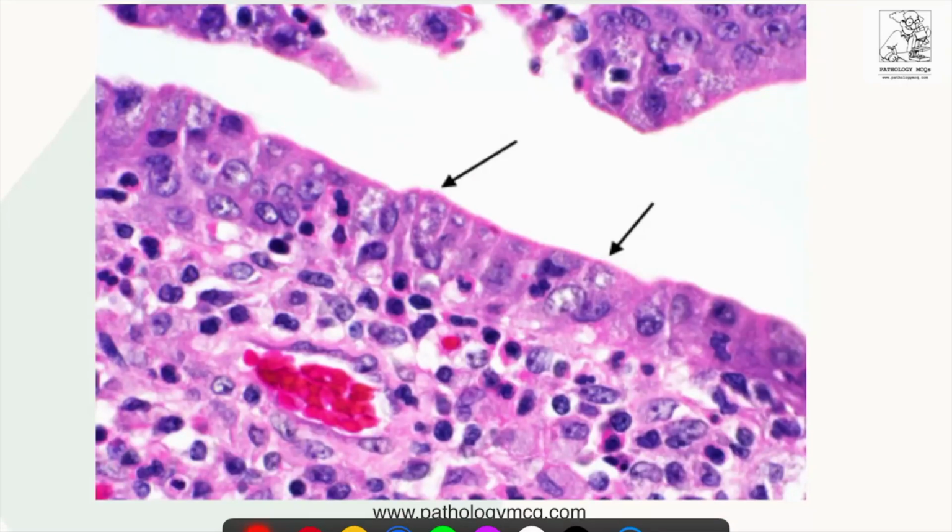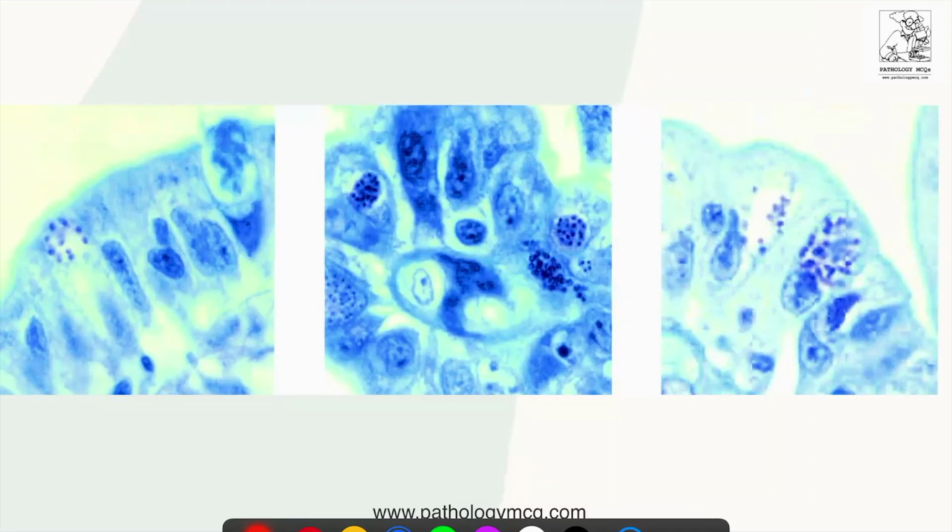This one is Microsporidia. As you can see here, there are very small organisms in the epithelium. So Microsporidium is an intraepithelial organism. Very small, sometimes this can easily be missed in H&E. So it's important to do stains like Giemsa, where these organisms can be highlighted very easily, as you can see here. So this is Microsporidium.